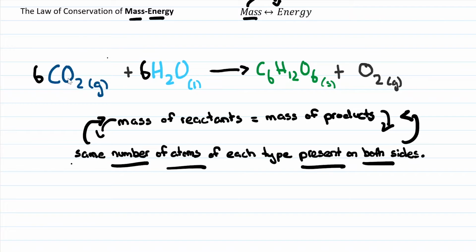6, so 18 oxygen atoms. You have 6 more here, and you need 12 more. So you're going to draw a 6 here. All right, so now this equation is balanced. And what I was trying to show there is that the law of conservation of mass is essentially the whole reason why we balance reactions in chemistry. It's the reason why we see these coefficient numbers.